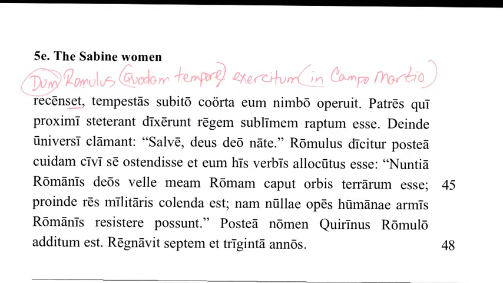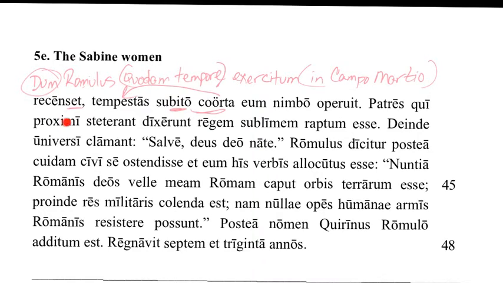Tempestas, there's your subject. Subito coorta, a storm. Coorta describes tempestas. Having come up suddenly, subito describes coorta. Eum, direct object, probably referring to Romulus. Nimbo, ablative, and operuit. Wow, that's interesting. Tempestas operuit Romulus.